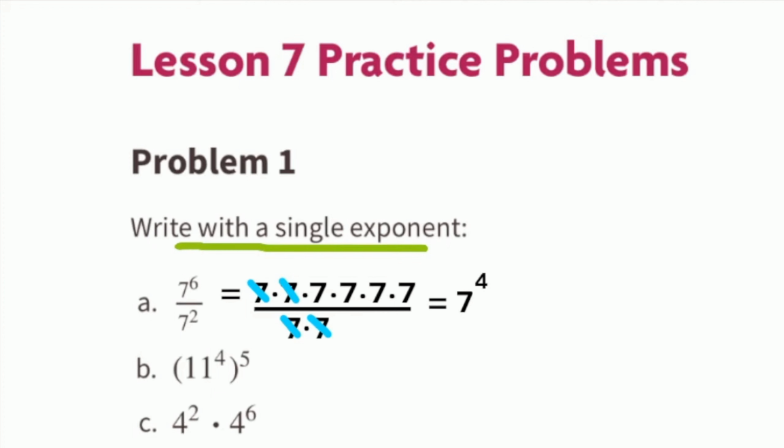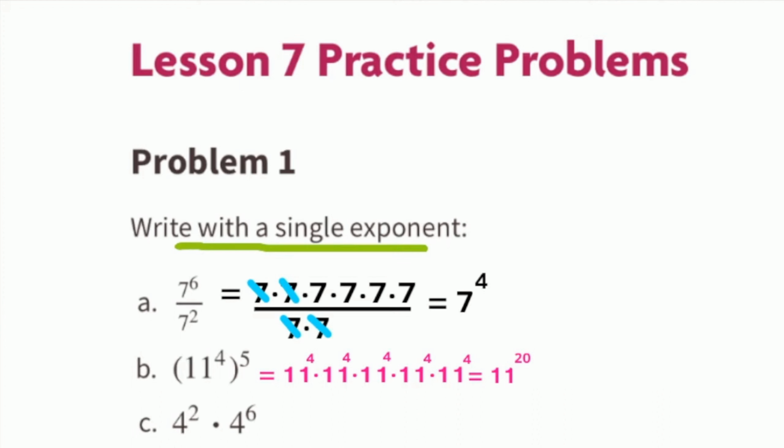B. 11 to the power of 4, all to the power of 5. That means we have 11 to the power of 4 times itself 5 times. Since there's an exponent on the outside of the parentheses, we're going to multiply these exponents. 4 times 5 equals 20. So our answer would be 11 to the power of 20.